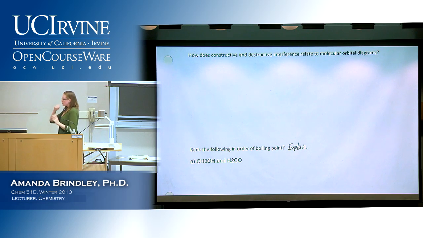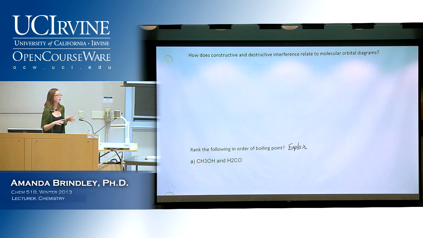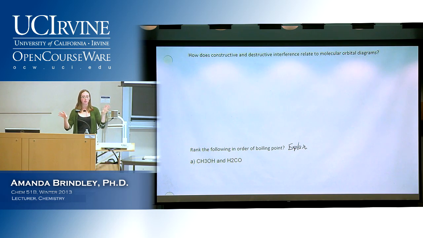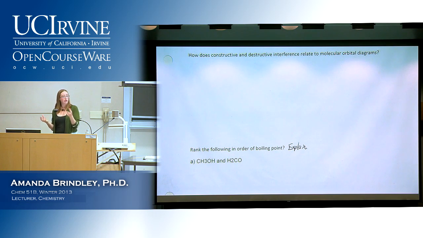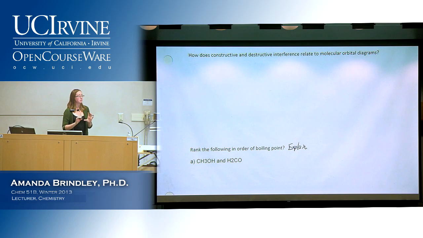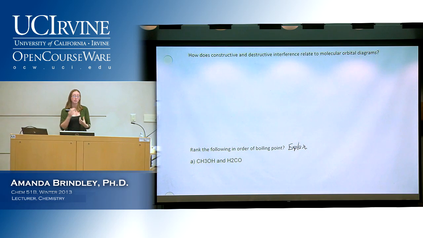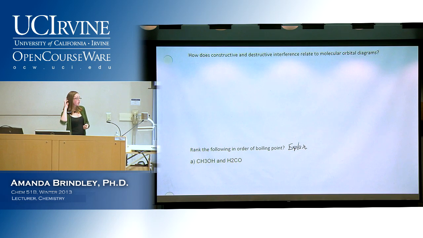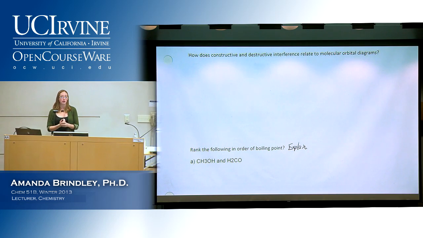So when we make molecular orbitals, we're taking two atomic orbitals, which are waves, right? Those are just waves, and we're overlapping them. And we can overlap them two different ways, right? We can overlap them constructively, and we can overlap them destructively. So how would you overlap them constructively?